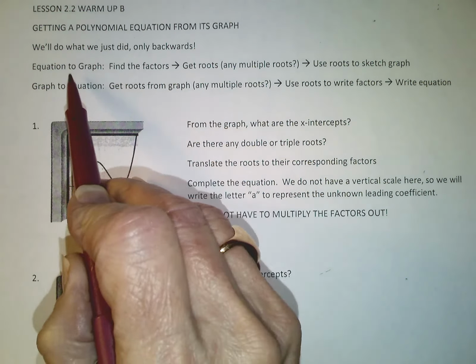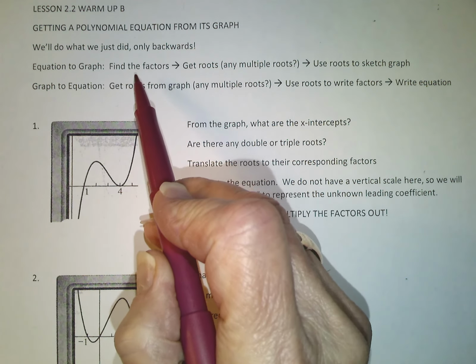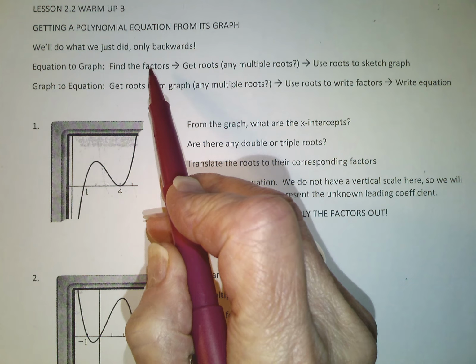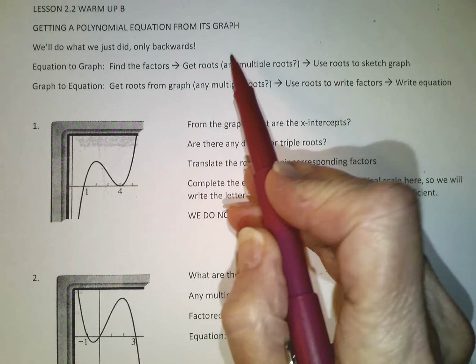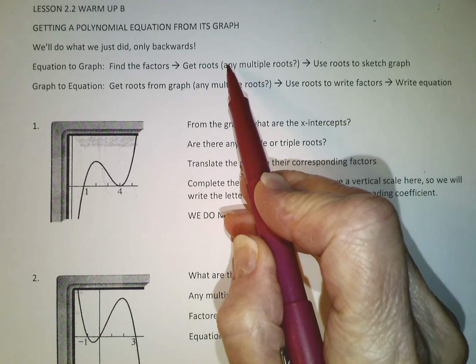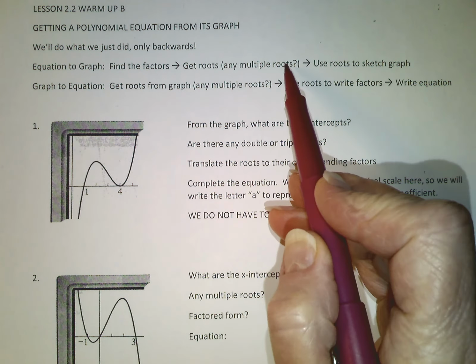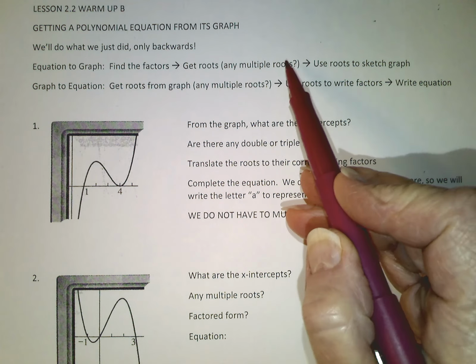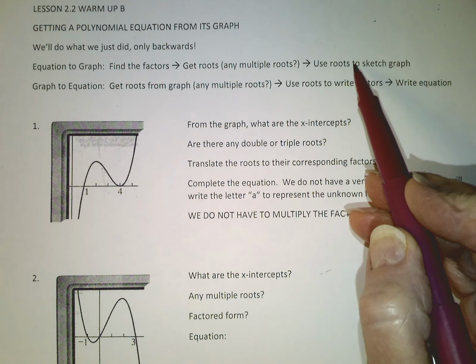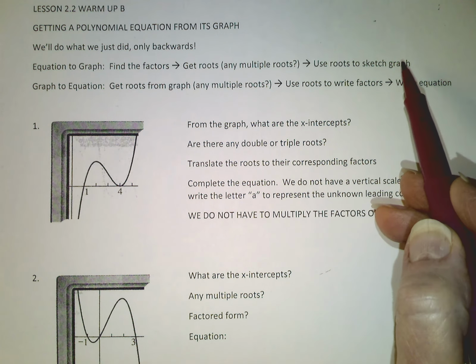When we had the equation, we found the factors. If we were lucky, they gave them to us, and then changed the factors into roots, noting whether or not there were any multiple roots, any double or triples. Once we got the roots, we could use them and the intercepts to get the graph.